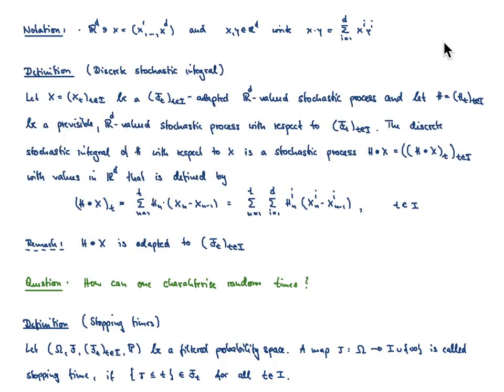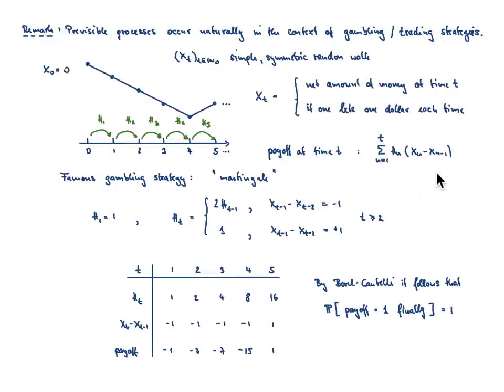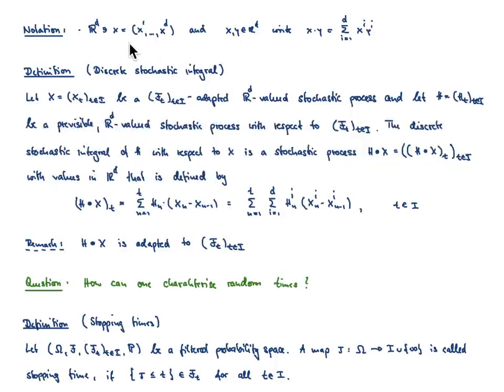Okay, let me summarize a little bit of that formula which you have seen here. For that, I would like to introduce the following notation. For x in R^d, I would like to denote its components by x^1 up to x^d. These superscripts denote the components. And for x and y in R^d, I would like to denote by x·y simply the scalar product in R^d. So simply the sum over i from 1 to d of x^i times y^i.